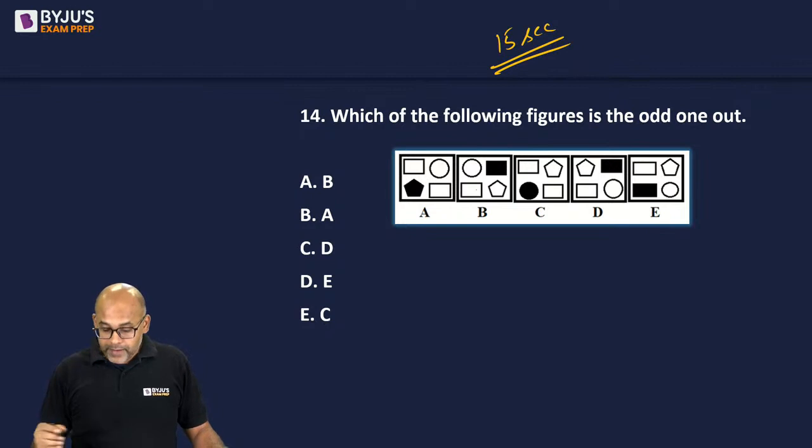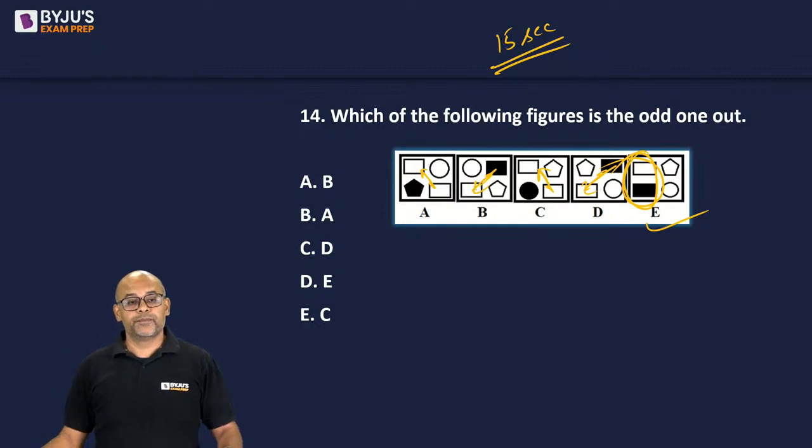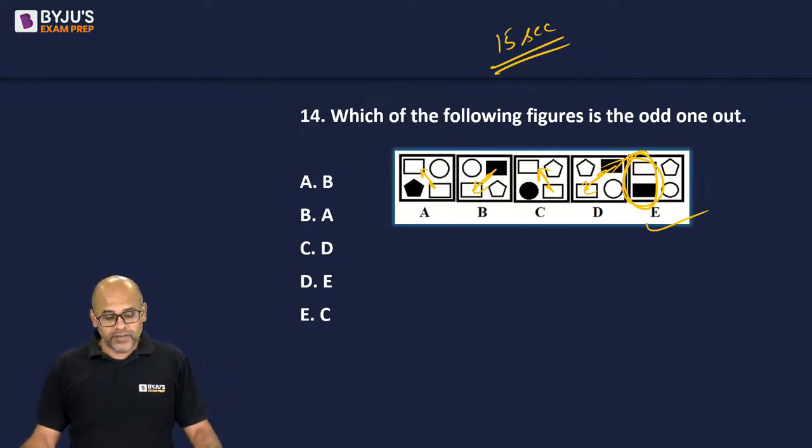Don't worry. Right. So the correct answer here is option E, because you can see both of them are on the same side. So everywhere else these are on opposite sides, opposite sides, opposite sides, and here they are on the same side. Clear? That's a very, very simple question.